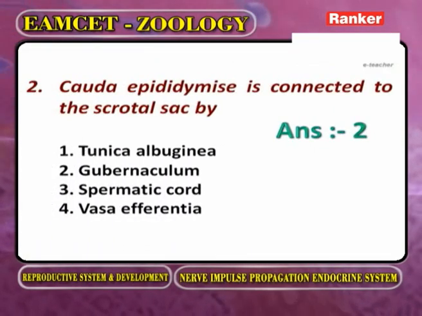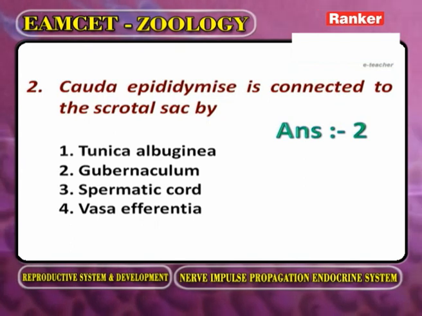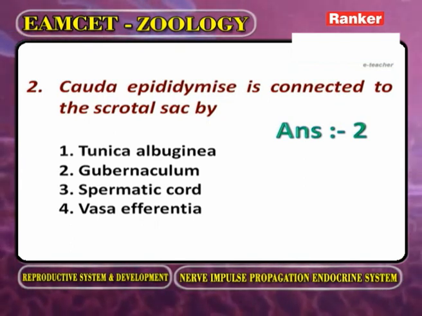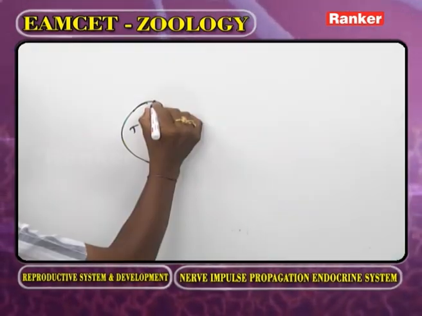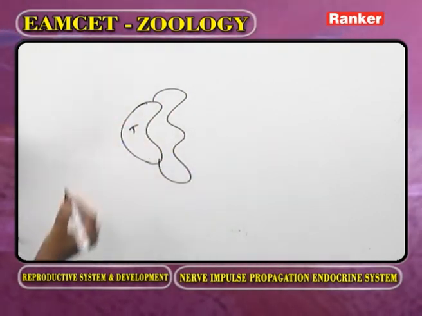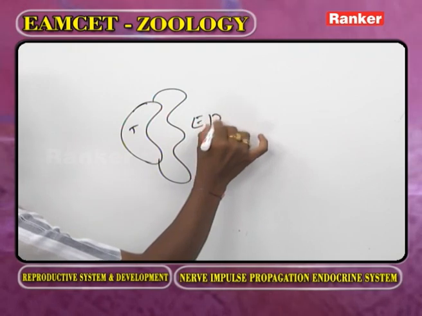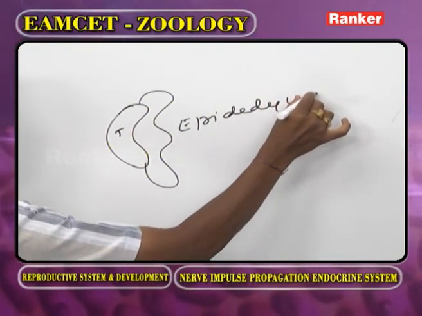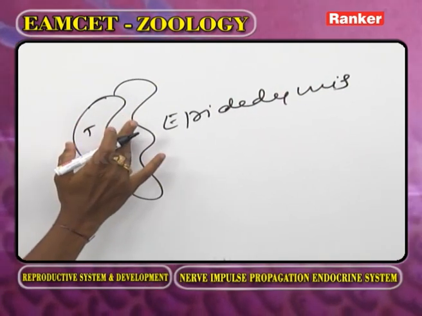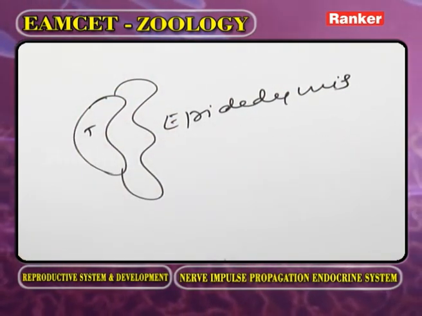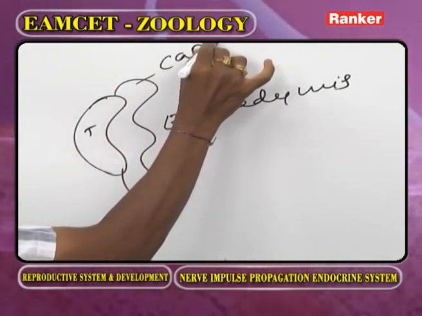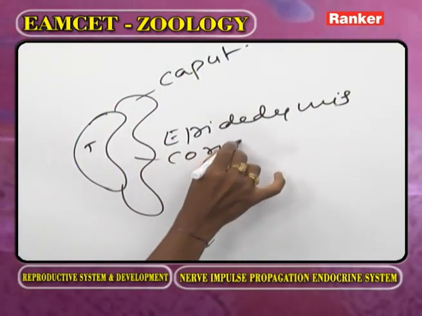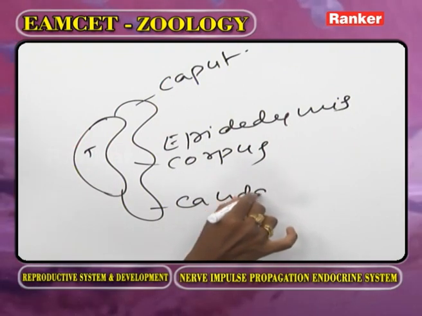Cauda epididymis is connected to the scrotal sac. Now as we observe the male reproductive system, this part we call the testes, as we know very well. On the lateral side of the testes, a highly convoluted tubule is present. This is called the epididymis. It is classified into caput epididymis, corpus epididymis and cauda epididymis.